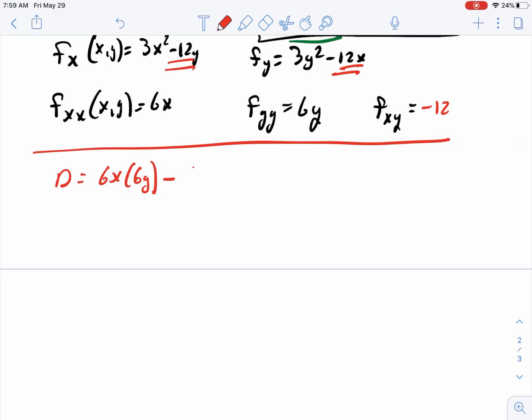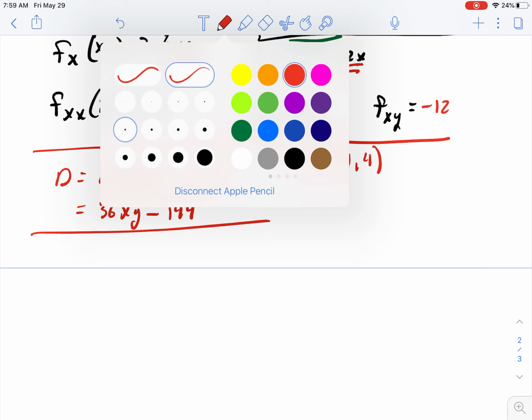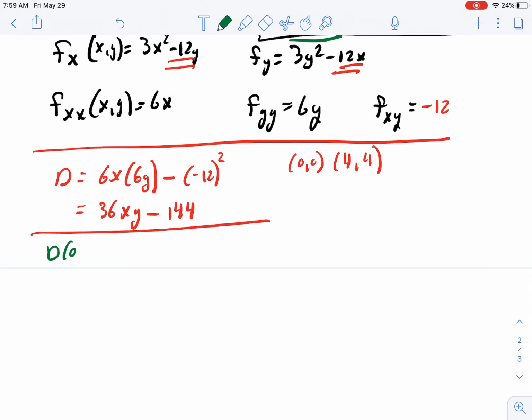All right, so what's my discriminant? Well, it'd be 6x times 6y minus negative 12 squared. So I have 36xy minus 144. So now let's plug in my points, which were (0, 0) and (4, 4). Let's do (0, 0) first. I plug in 0, 0, I get negative 144. Well, that is less than 0.